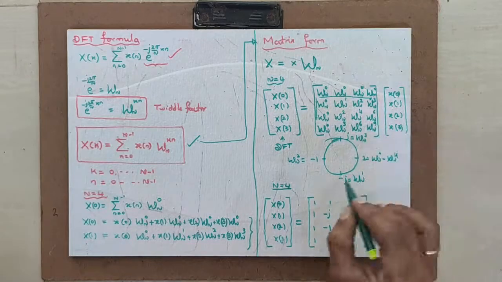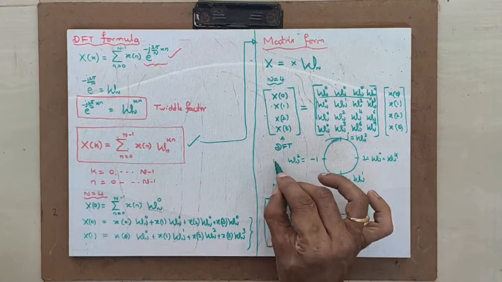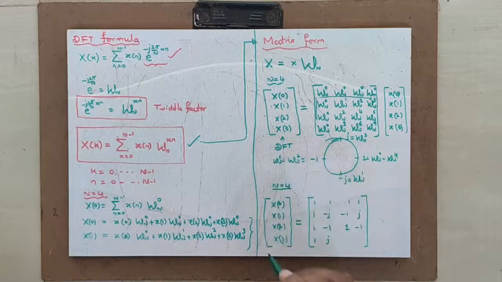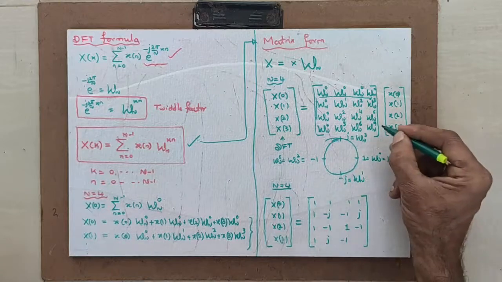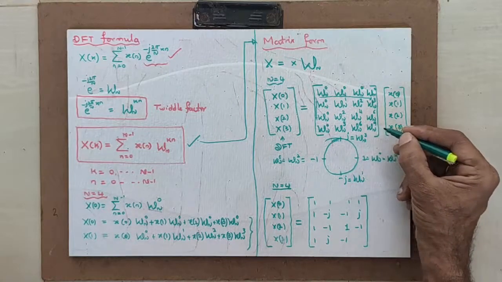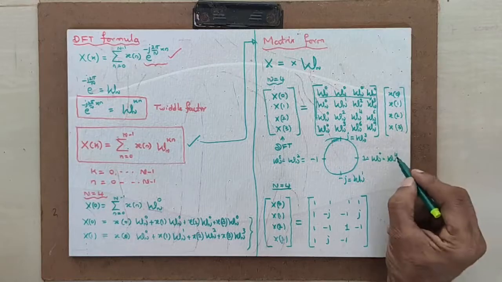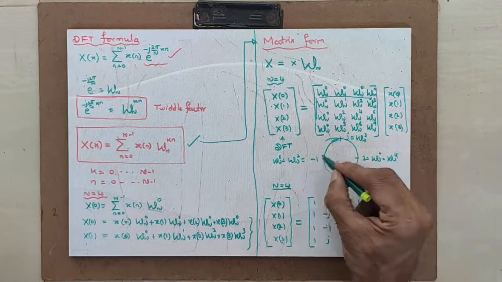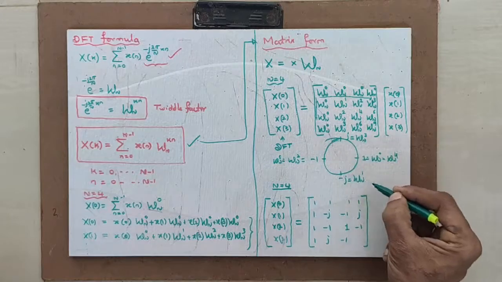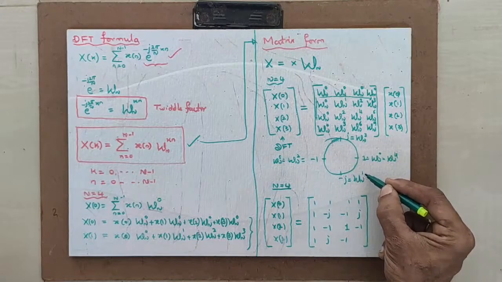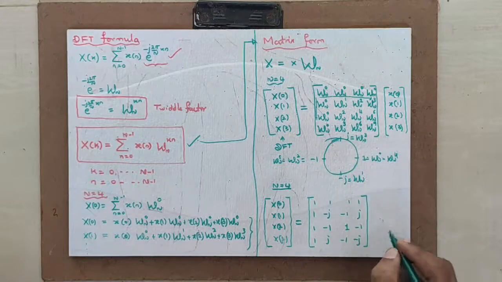W_N^6, again W_N^6 means what? W_N^2, which is minus 1. W_N^9, what about W_N^9? Again W_N^9 means W_N^1. Why is it so? See, this is W_N^4, 5, 6, 7, 8, 9. Again W_N^9 becomes W_N^1, which is minus j.